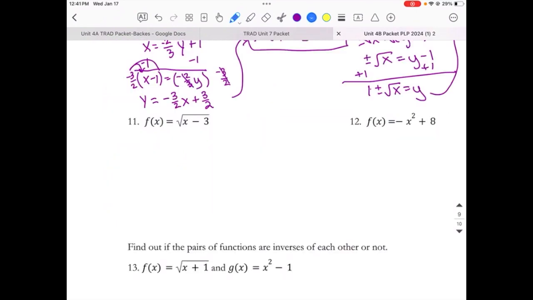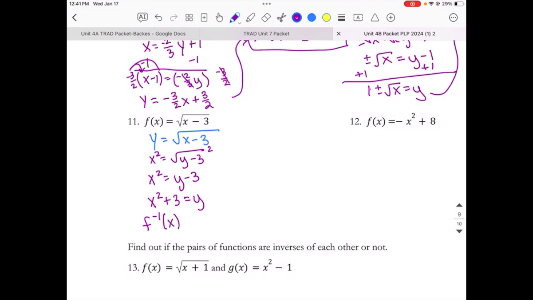On this one, again, we start with step 1 is switch f of x to y. Switch the x and y. Solve for y. So in this case, we're going to square both sides. And add the 3 over. And then tell everybody that we just found the inverse.